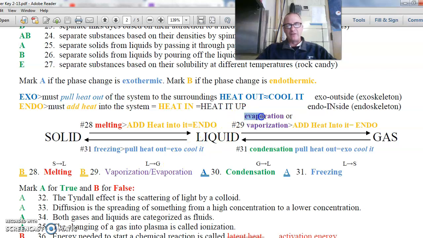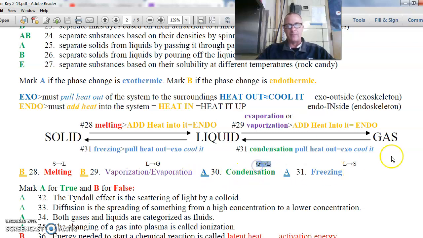So in the case of evaporation or vaporization, you have to add heat into it to get the liquid molecules moving fast enough that they can fly off as a gas. You have to add heat into it. That is also endothermic. What about condensation?